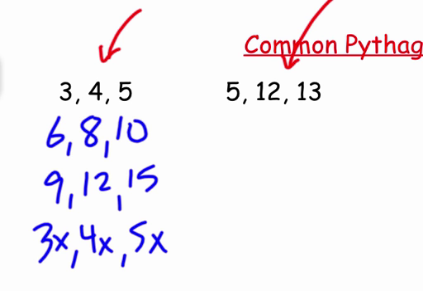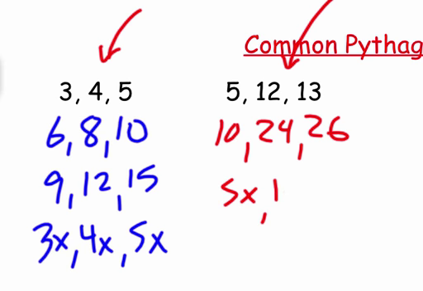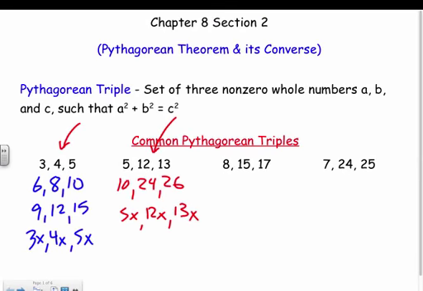And the same thing works for the rest of these. So for example, 10, 24, 26. Basically 5 times anything, 12 times that same number, and 13 times that same number. And the same works for those other two, except 3, 4, 5 and 5, 12, 13 are kind of our most common. 8, 15, 17 and 7, 24, 25, yeah, they're kind of common, but 3, 4, 5 is the biggest one.